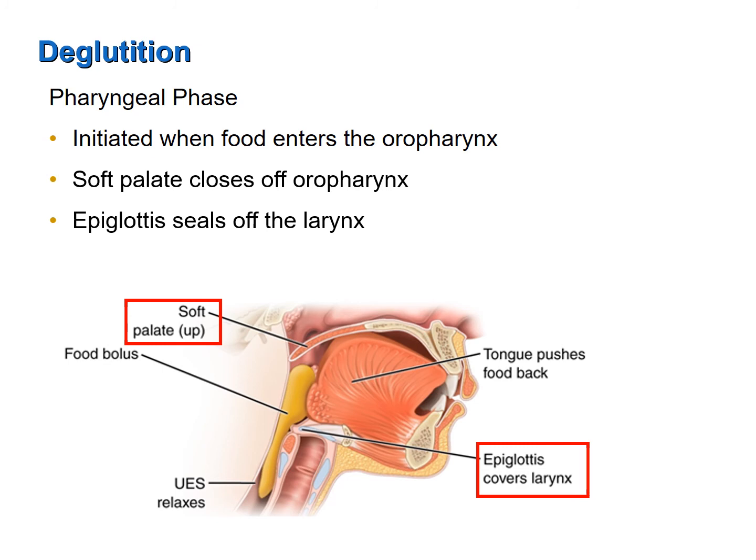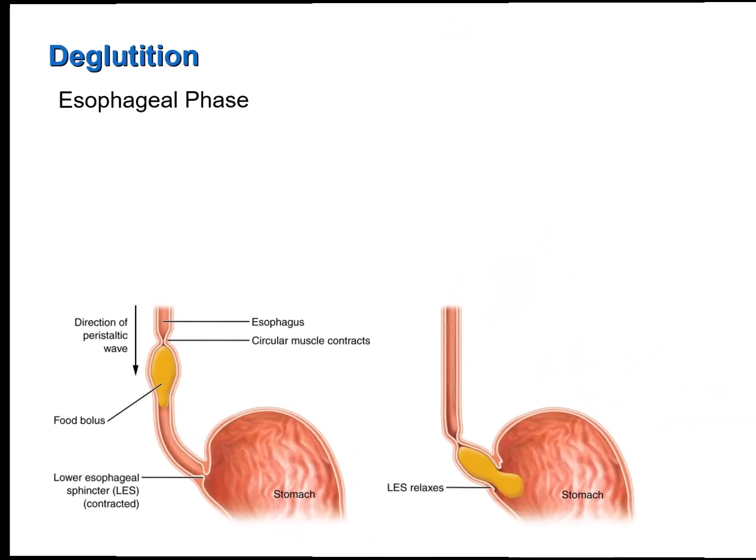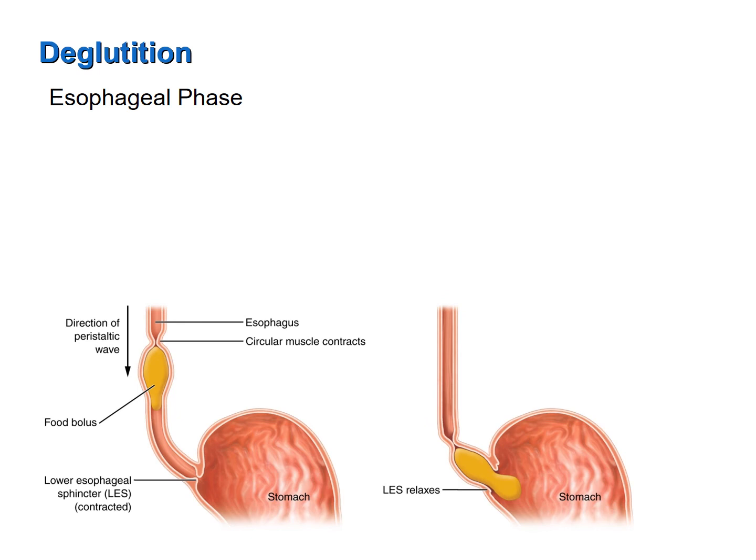The bolus then proceeds into the laryngopharynx. There, a circular collection of smooth muscles called the upper esophageal sphincter relaxes and allows the bolus to move from the laryngopharynx into the esophagus. After the bolus enters the esophagus, the esophageal phase is initiated. Again, this phase is involuntary.